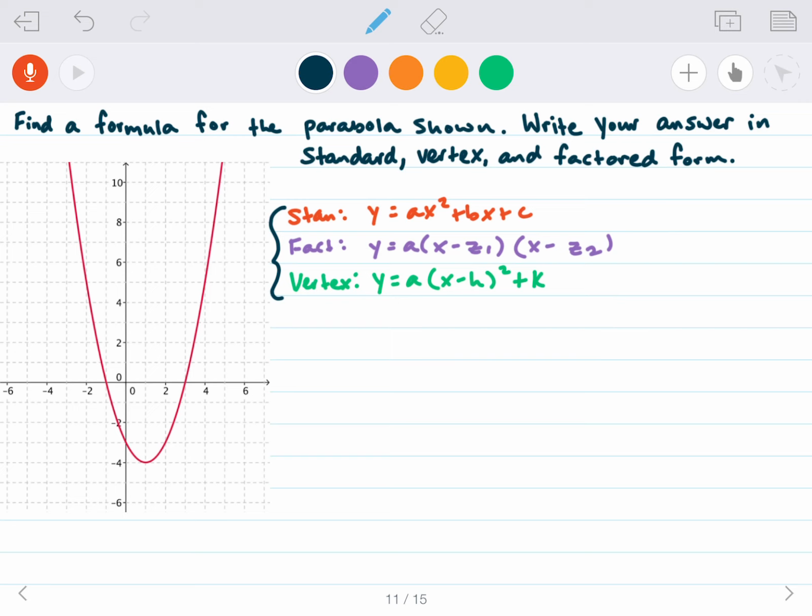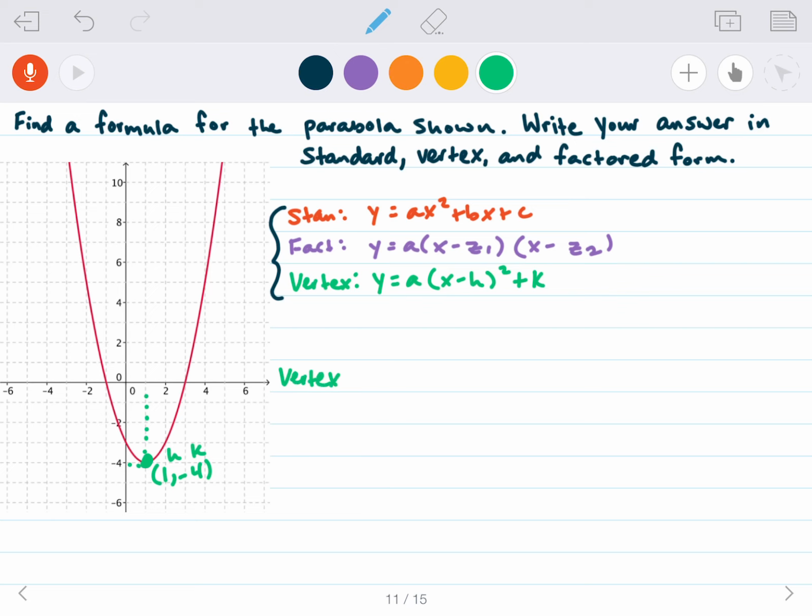All right, how are we going to do it? Well, we want to see what is the easiest form to work with first. I always go with vertex first because I can clearly see the vertex here. The vertex here is our h is going to be 1 and our k appears to be negative 4. So that's one piece of the puzzle. So let's do vertex first.